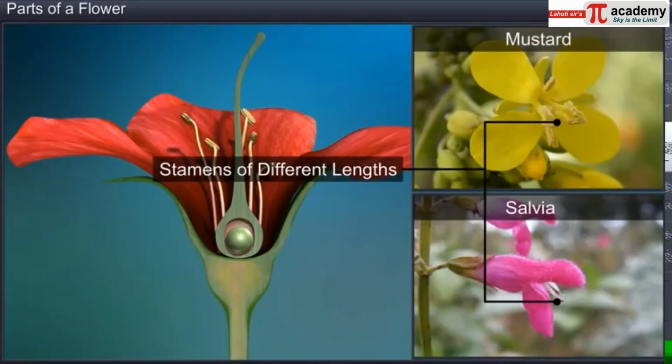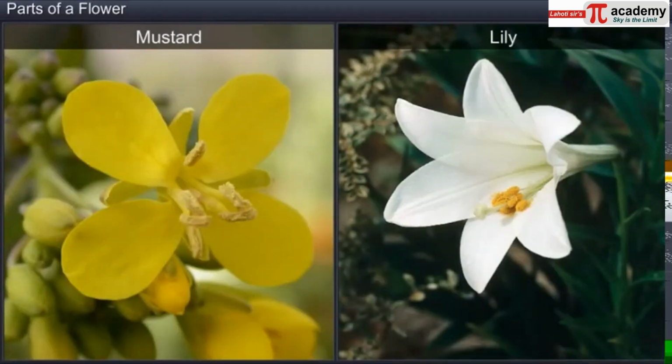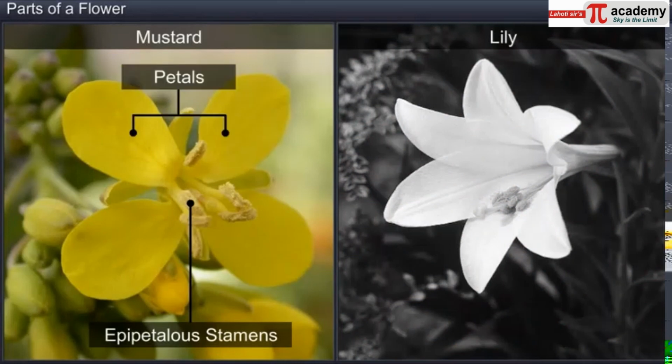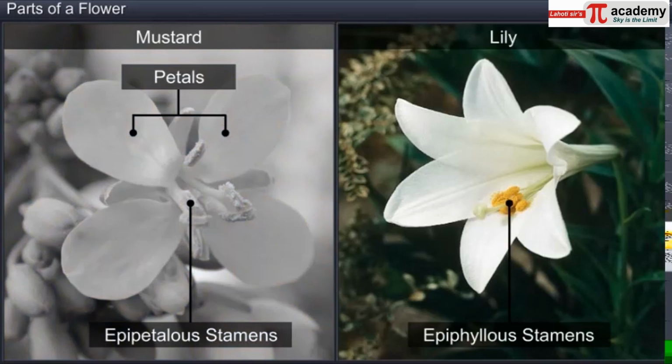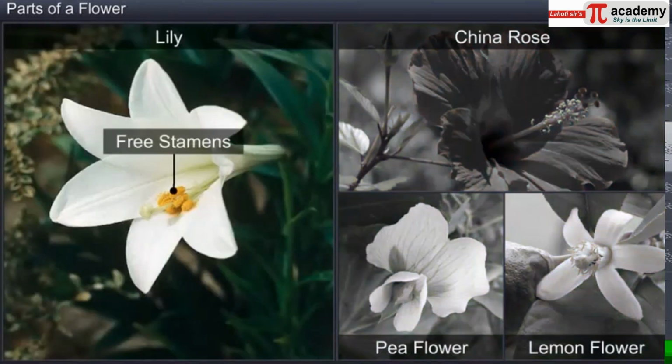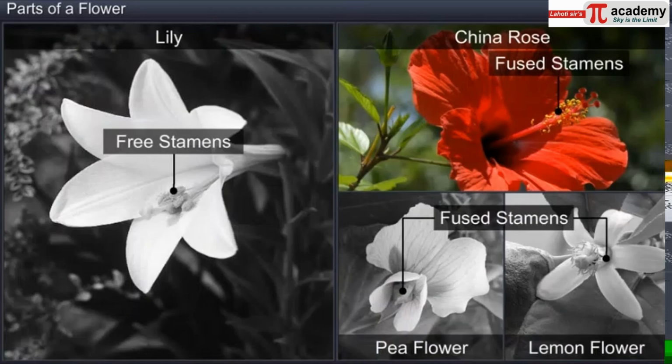Moreover, the filaments of a stamen can be of different lengths, as in mustard and salvia. The stamens can also be attached to each other or to other parts of the flower. For example, in the mustard flower, the stamens are epipetalous or are attached to the petals, while in the lily, the stamens are epiphyllous or are attached to the perianth. Stamens can also remain free or polyandrous, as in lily, or united in varying degrees, as in China rose, the pea plant, and citrus plants.